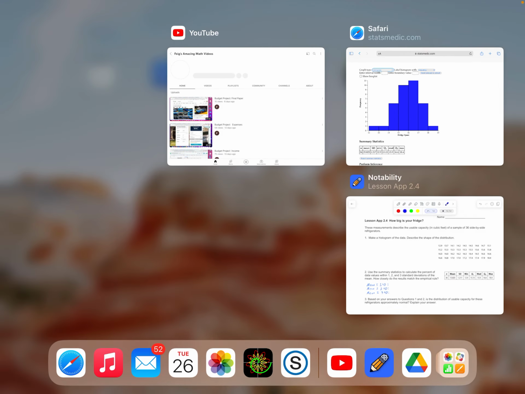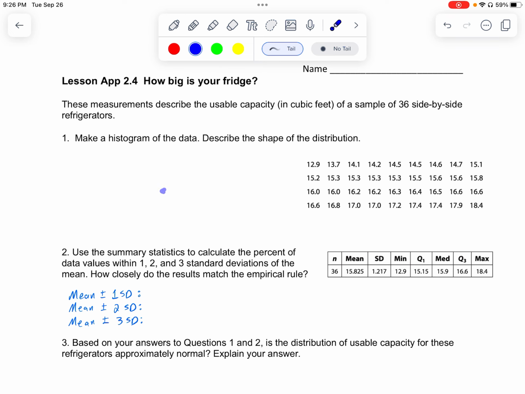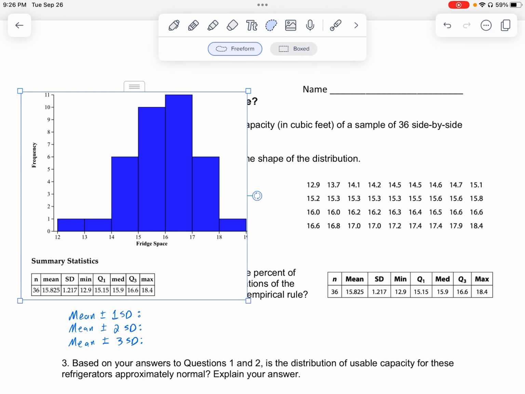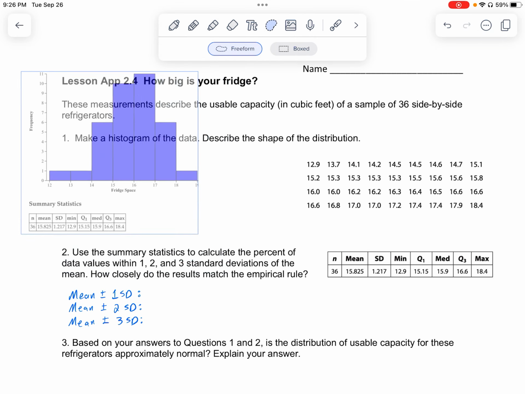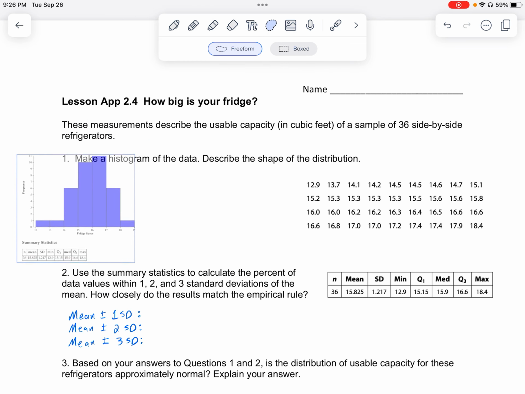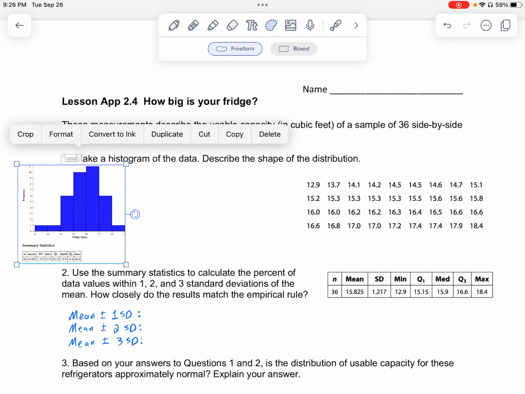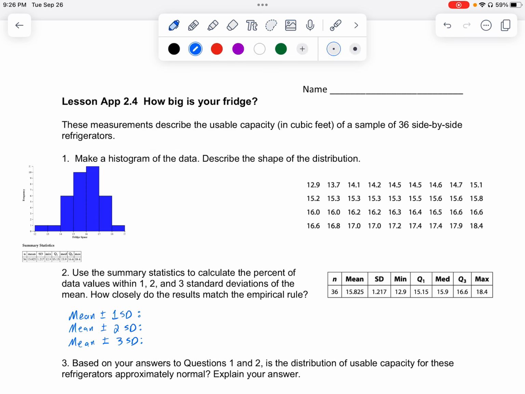And go back to the lesson. And let's put it in there. Okay. All right. Just put there. That we can do better. All right. And then describe the shape.